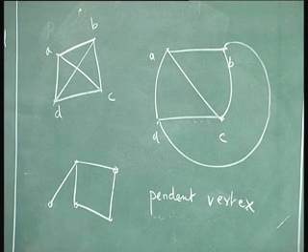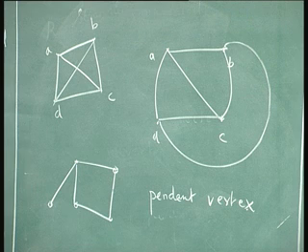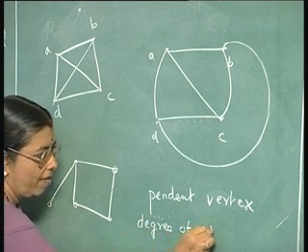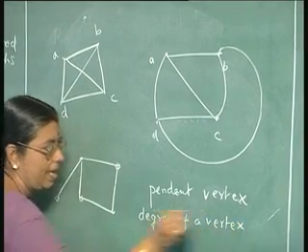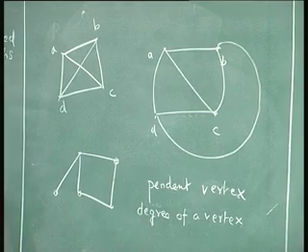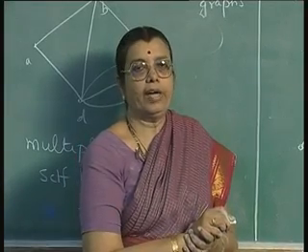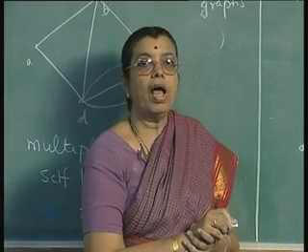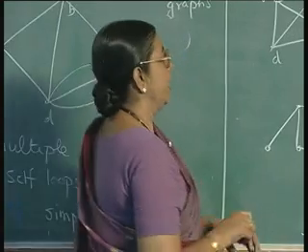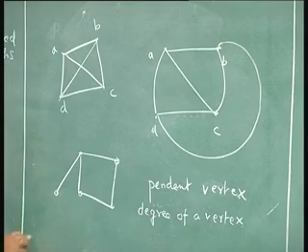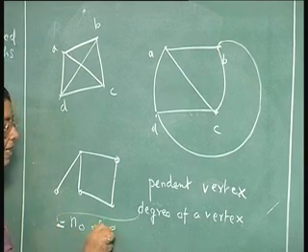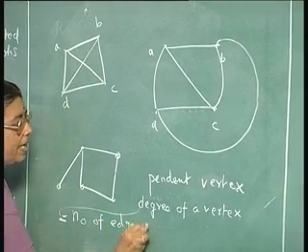Now, here we talk about the degree of a vertex. What is the degree of a vertex? In the case of directed graphs, we talked about in degree and out degree. Here there is no such thing. When you have undirected graphs, you have only degree. The degree of a vertex is the number of edges incident on that vertex.